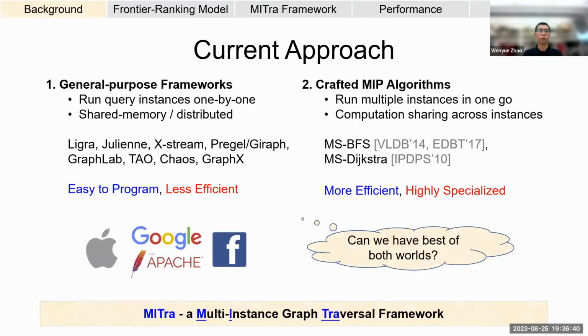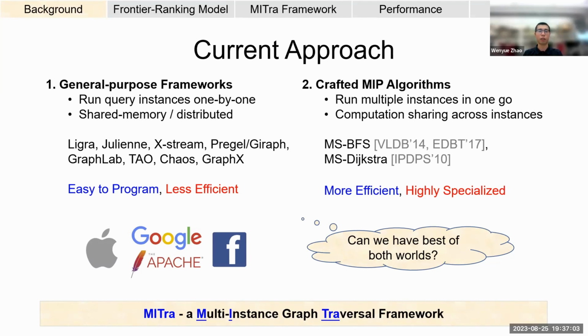Current approaches for multi-instance processing fall into 2 categories. The first one is to use general-purpose graph processing framework, running query instances one by one independently. Many frameworks have been proposed for shared memory or distributed environment. They're easy to program, but less efficient due to lack of sharing.